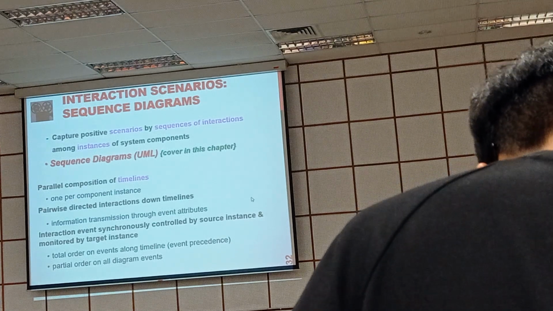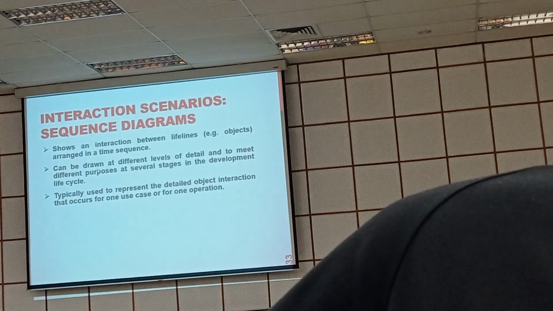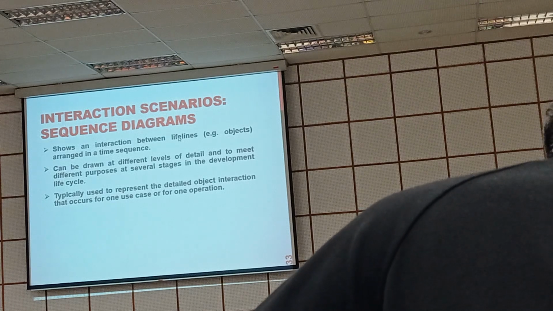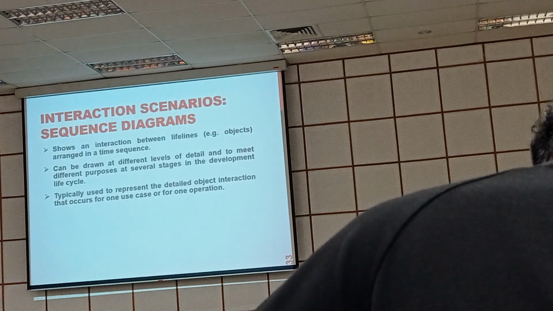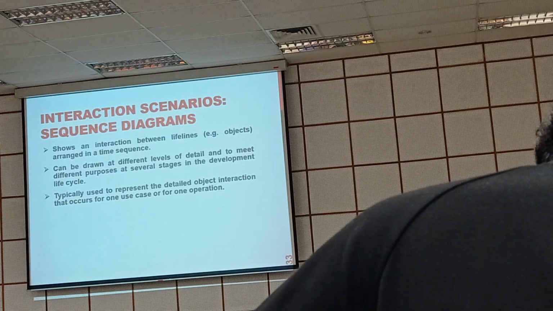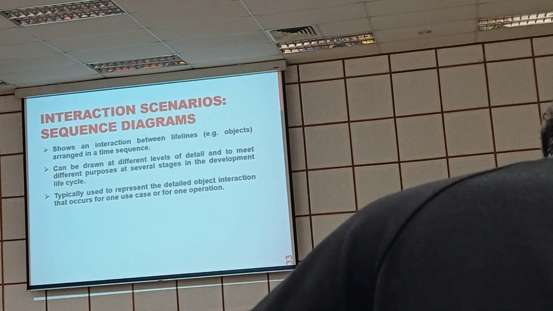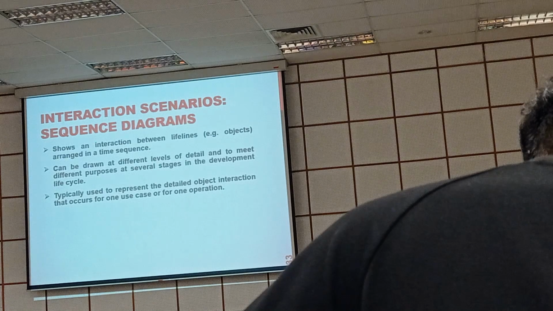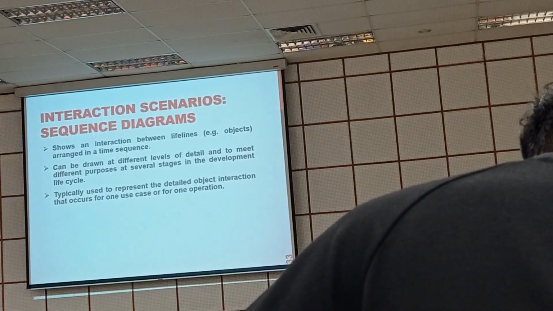So let's look at the sequence diagram. Interaction scenarios show an interaction between lifelines. You need to know what a lifeline is. Every object in a sequence diagram will have a lifeline. Can you tell me why an object has a lifeline? You all learned programming, right? You have learned basic object-oriented programming, maybe the language Java. So now tell me, why does every object have a lifeline?